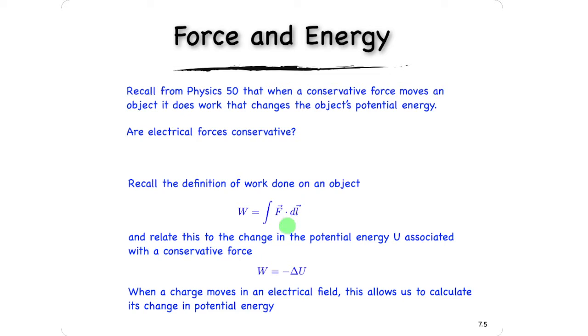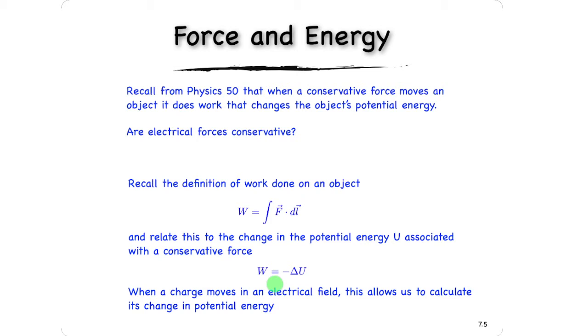And the reason that's useful is work can also be written as a change in potential energy. The work done by a conservative force is minus the change in potential energy. So if we do work to take two charges and bring them together, the work we do goes into the potential energy of the electric field, into the electric potential energy.